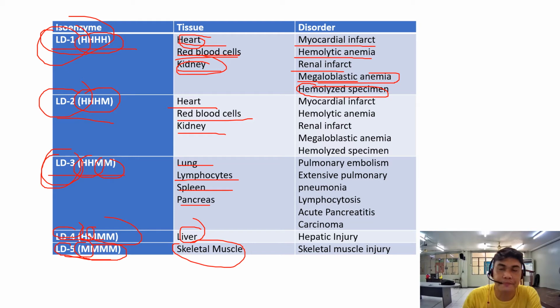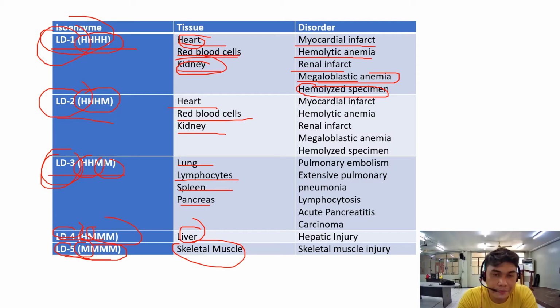Hemolyzed specimen, okay? So you're not allowed to use a hemolyzed specimen for lactate dehydrogenase determination. Why? Because RBCs, or red blood cells, are one of the major sources of lactate dehydrogenase. Okay? So once there is hemolysis, or you're using a hemolyzed specimen, the LDH concentration will shoot up. Okay? For LD2, same with LD1 regarding disorders.